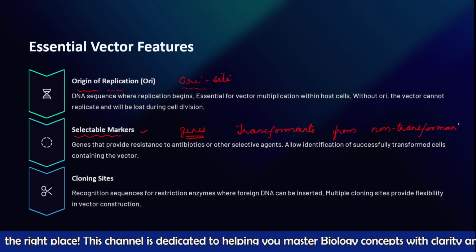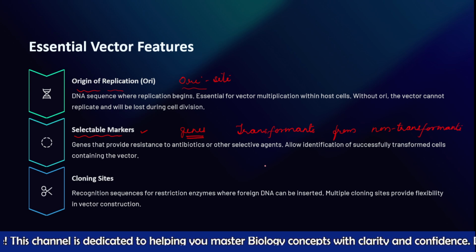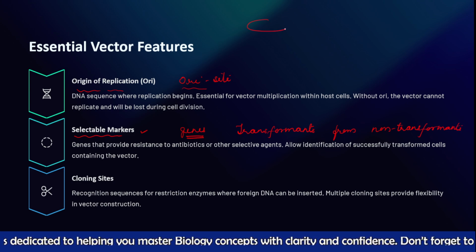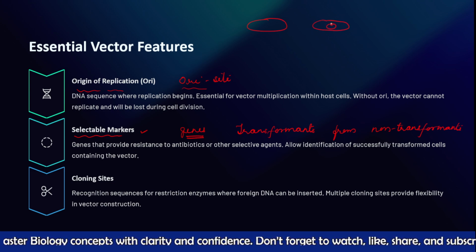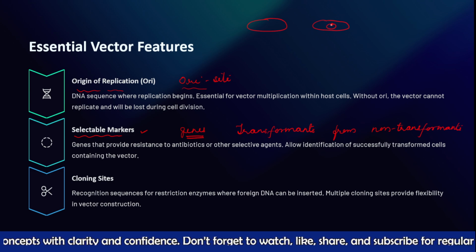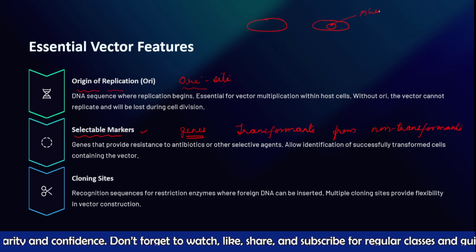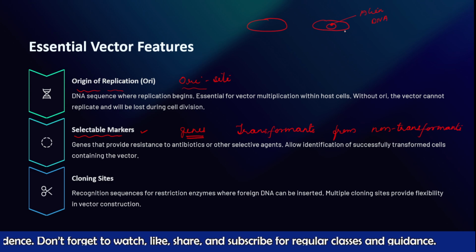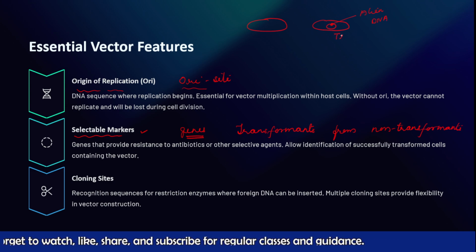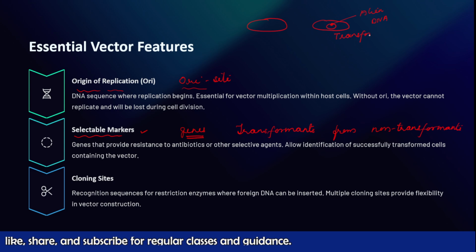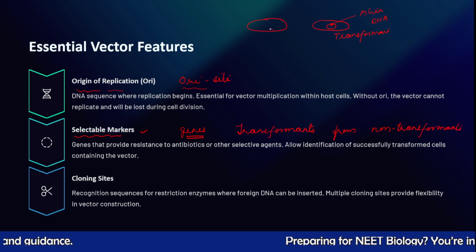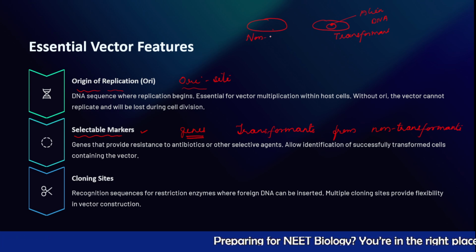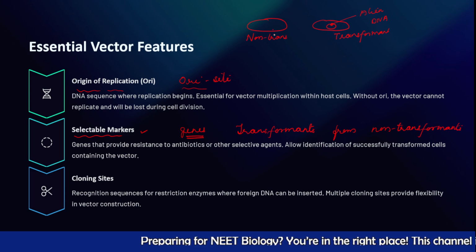So what are transformants and non-transformants? Transformants are the host cells which consist of the plasmid, and the plasmid consists of the specific alien DNA. If an alien DNA-carrying plasmid is there, then we can call it a transformant. If the bacterial cell does not accept the plasmid which consists of alien DNA, then we can call this bacteria non-transformants.